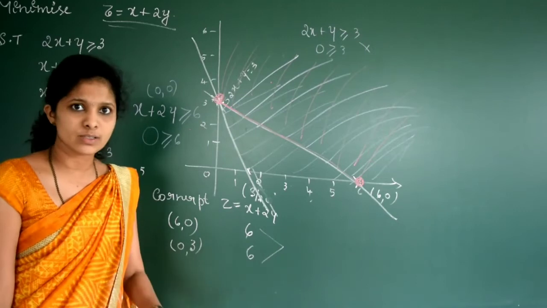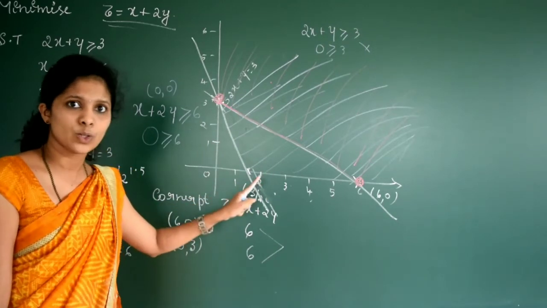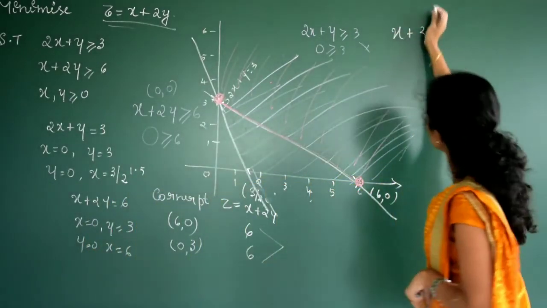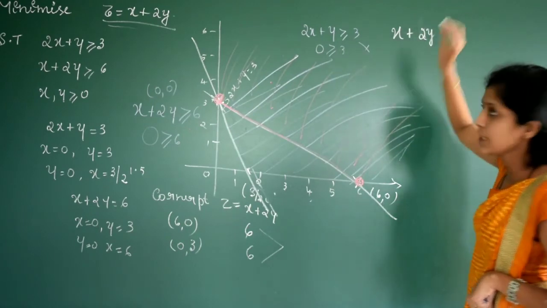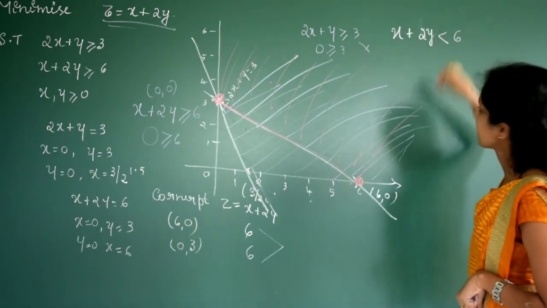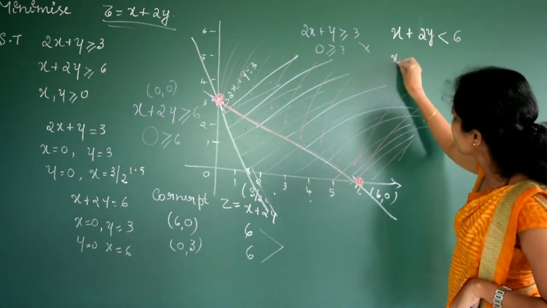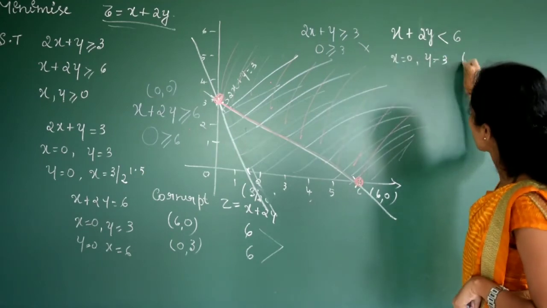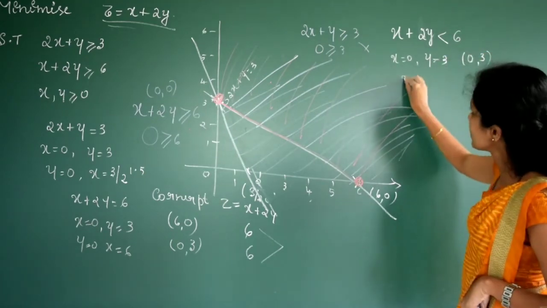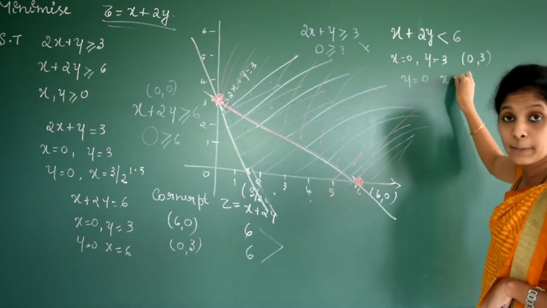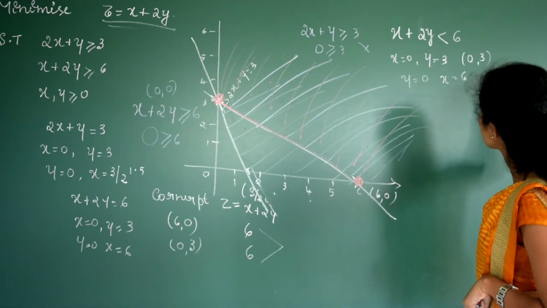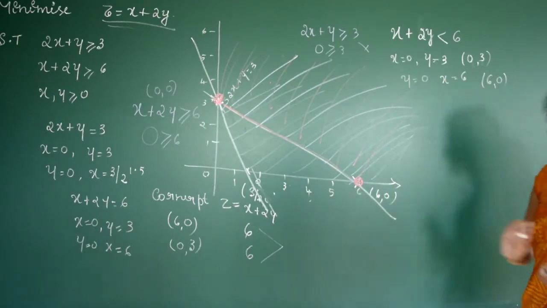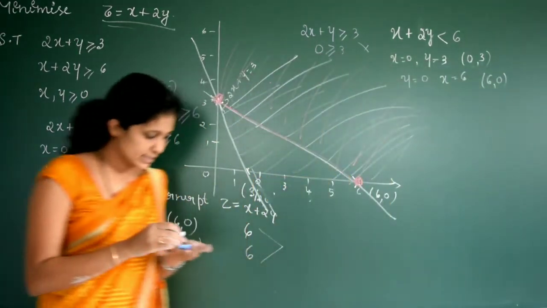But directly we cannot say this one because the graph is unbounded. We need to check with the graph. So x plus 2y, we are checking for minimum, so we take this as less than 6. Now if I substitute x is 0, y will be 6 by 2, which is 3, so the point is 0, 3. If I substitute y is equal to 0, x will be 6, so the point is 6, 0. It is the same line. See, this is the line now.